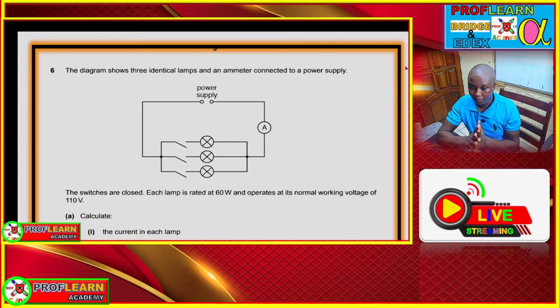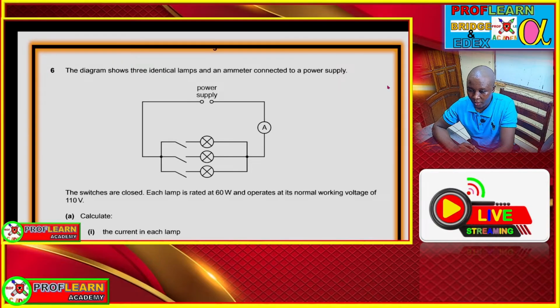a parallel connection. And in parallel, what you need to remember is that voltage is the same across all the components. So if the power supply here is 110, it means bulb 1, bulb 2, and bulb 3 will each be experiencing a voltage of 110 volts. In a parallel circuit, voltage is the same, but current is shared.